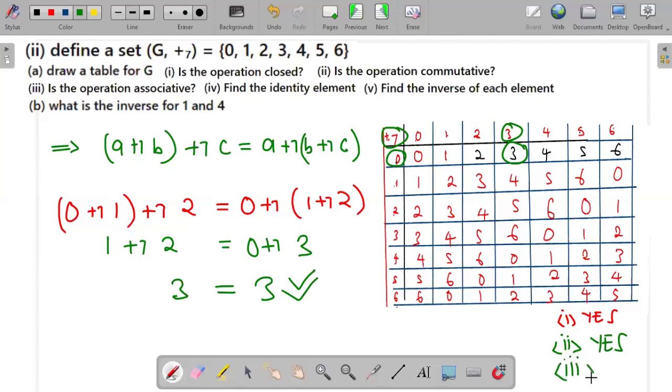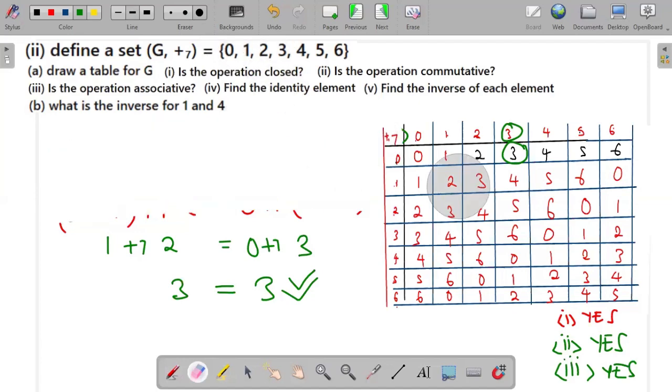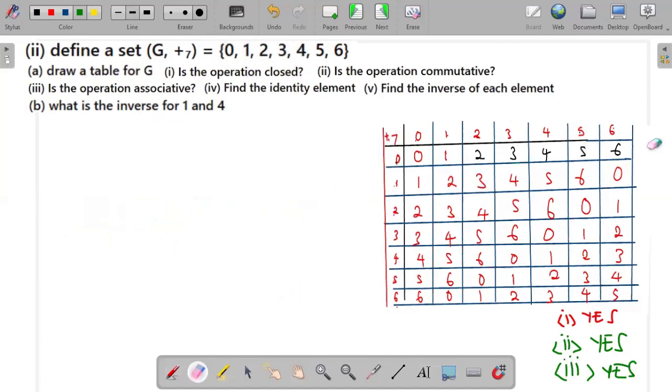So you can choose any 3 numbers from this table here. So I'm going to say yes, it's associative. Okay, so the associativity property, we've shown it there. So next now we'll be looking at how to find the identity element. Okay, so here they're saying find the identity element.